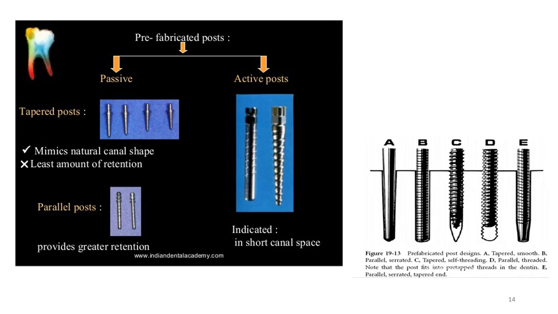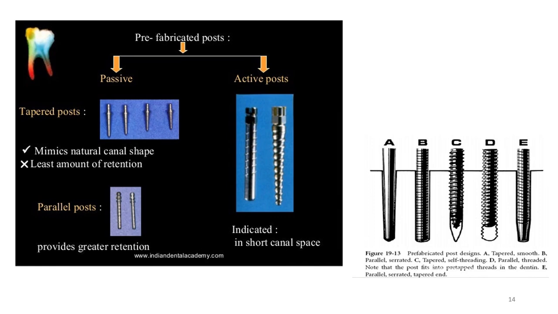And you can appreciate in this image, for example, A is nothing but a tapered. These all are examples of prefabricated post. So the A will be a tapered post, and you can see the surface, it is smooth, so it is a tapered smooth post. Whereas B, you can see the shape is parallel. At the same time, some serrations are there, so it is parallel serrated post. Whereas C, you can see it's a combination.